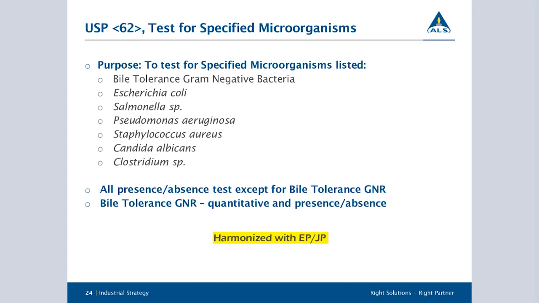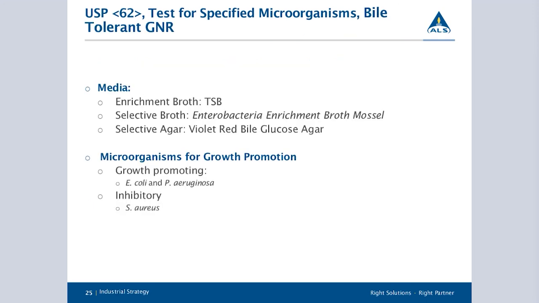So let's switch to USP 62, the test for specified organisms. Before, in USP 60, they were only looking for 4 pathogens, but now there is a total of 7 different types of pathogens. There's the bile-tolerant gram-negative, E. coli, Salmonella, Pseudomonas aeruginosa, Candida albicans, Staphylococcus aureus, and Clostridium. Now, all these methods are mainly presence-absence, except for bile-tolerant gram-negative. There are both methods: the quantitative and the presence-absence. And again, this method is harmonized with EP and JP.